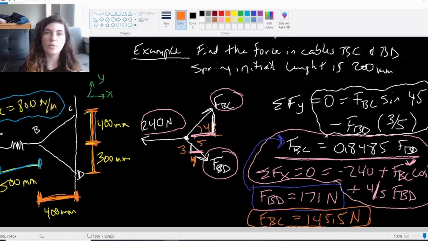And that's all it asked me for. It asked me to find these two forces in the two cables. Notice that these are two separate cables, so they have two separate forces. But again, as we're going to see in the next pulley problem, sometimes the cord is entirely the same and the tension through that cord is the same. Let's take a look at an example like that.